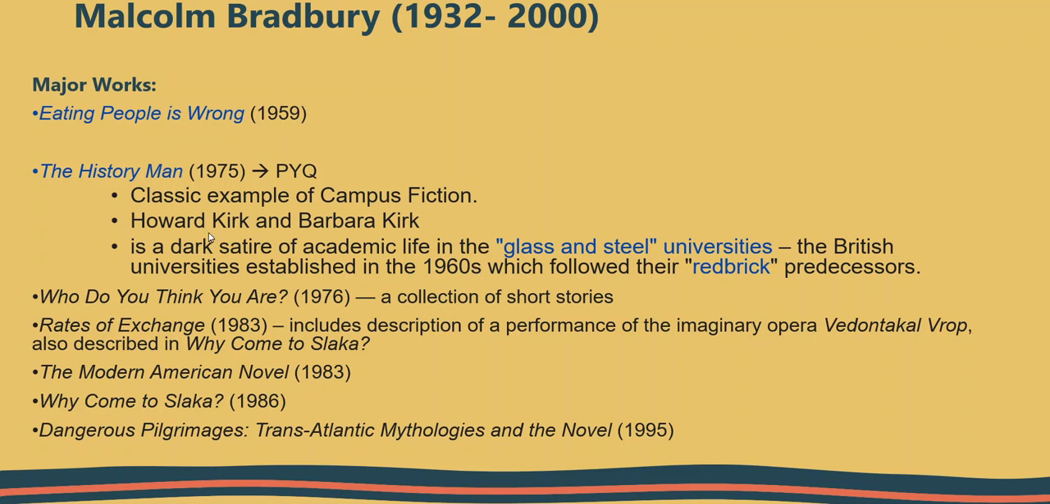The History Man, do remember. Eating People Is Wrong, I have said, was published in 1959. It is also very important. Read the plot from Wikipedia if possible. As of now, they have asked only about The History Man. That's why I'm telling you this in detail. Then Who Do You Think You Are, published in 1976, is a collection of short stories.